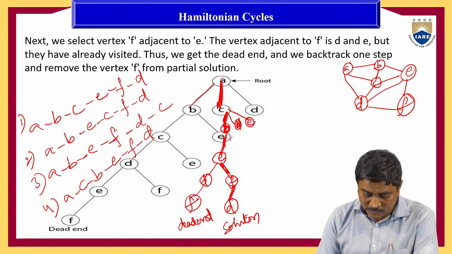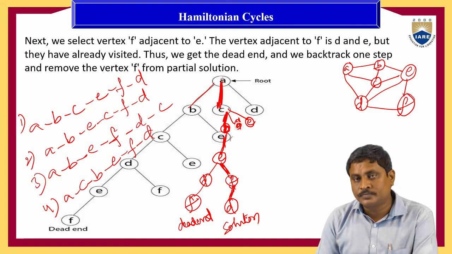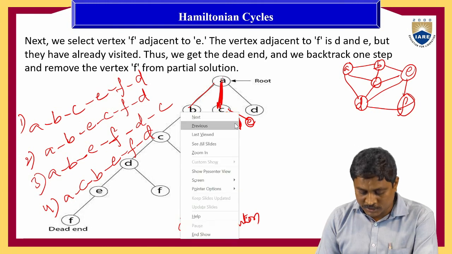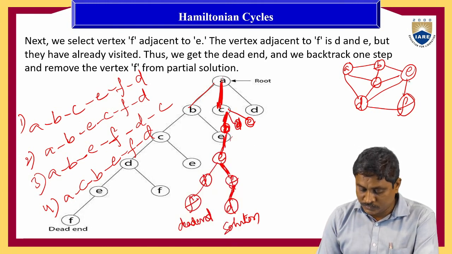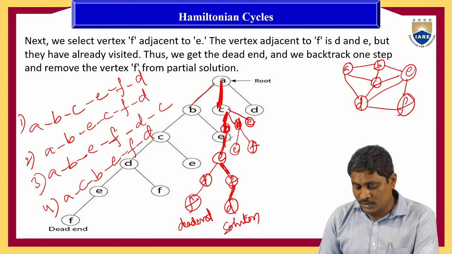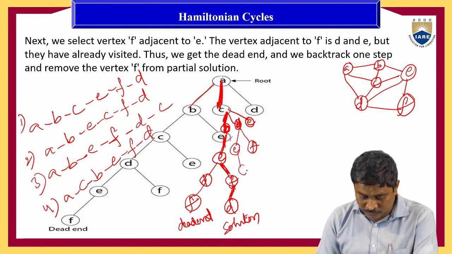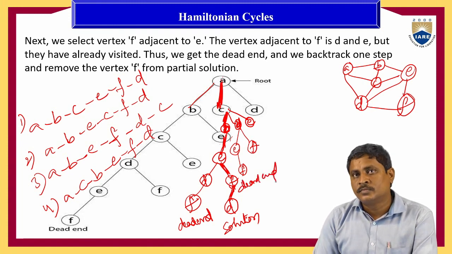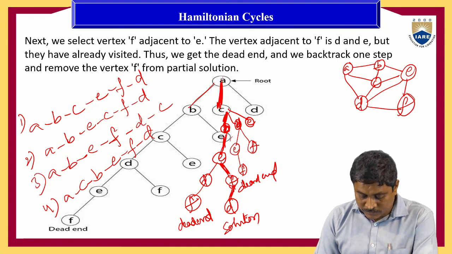Now again come back to here D. D is adjacent to E and F. E adjacent to F. There is no direct path, so it also forms a dead end. Next again come back to here. D to F. F is adjacent to E. So it also forms a dead end.